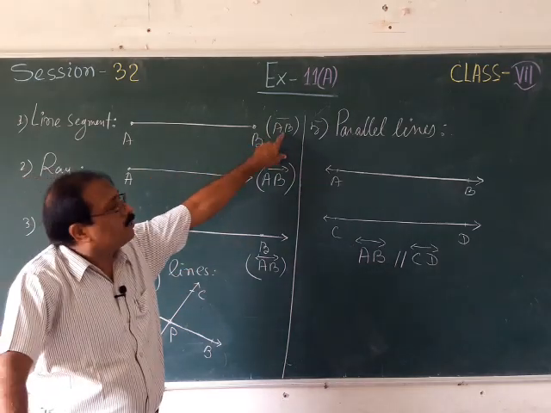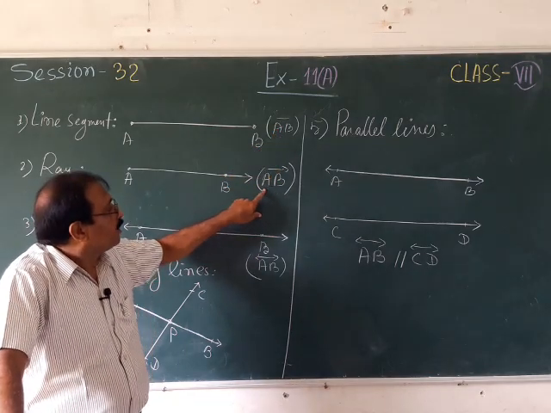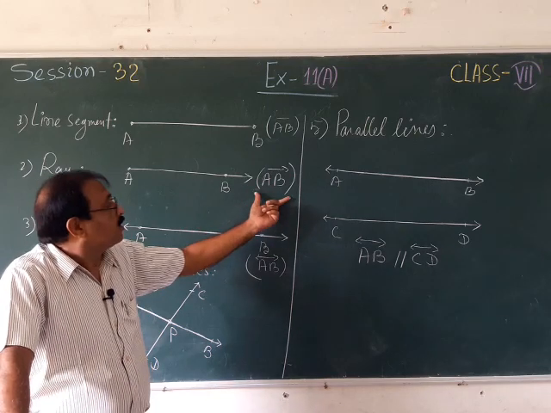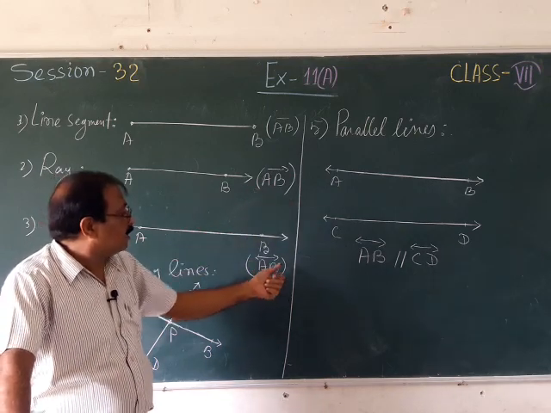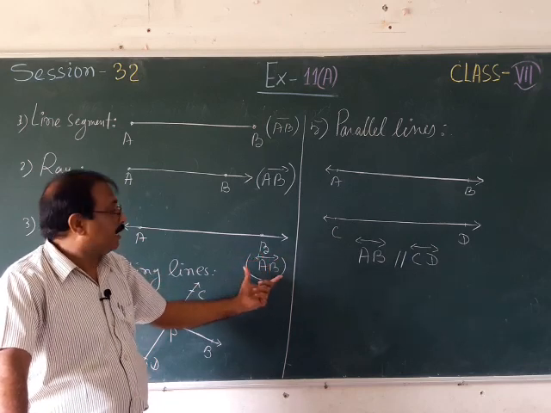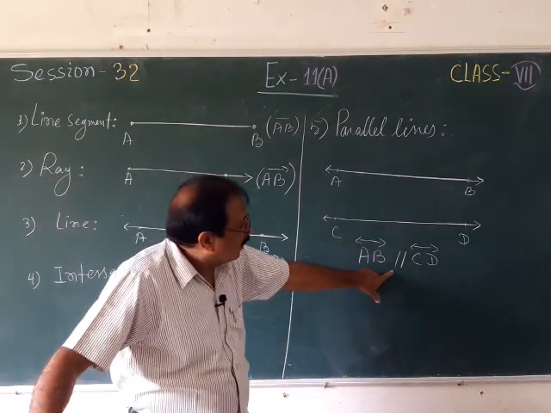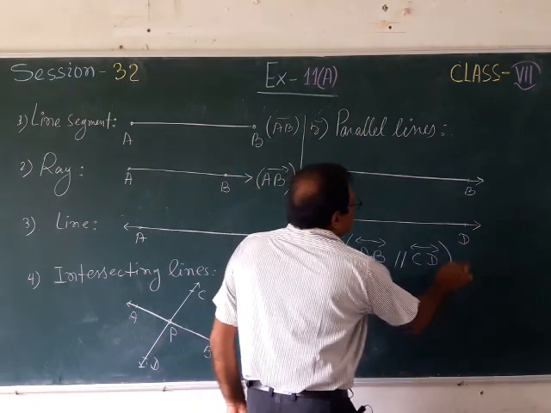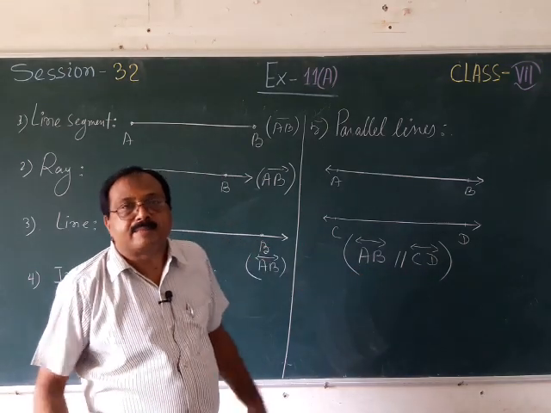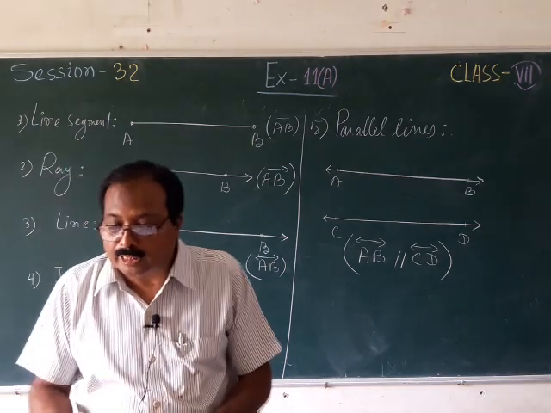Line segment means AB with a bar, you will read line segment AB. If I am writing AB and giving one arrow over it, that means you need to read it as ray AB. If I am writing AB and drawing the arrow on its head, that means I am writing a line AB. If I am writing AB parallel to CD, I can write it like that. Here I can read it, line AB is parallel to line CD. Sometimes lines are parallel, sometimes line segments are also parallel, that you can also write.